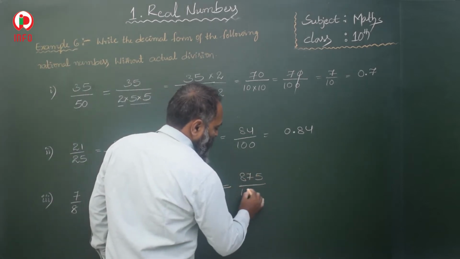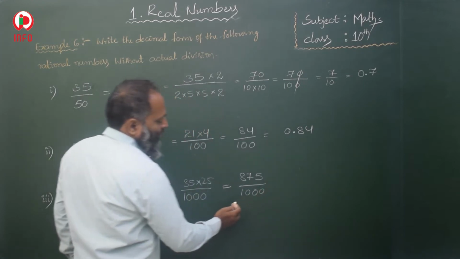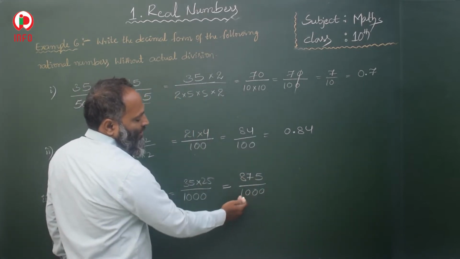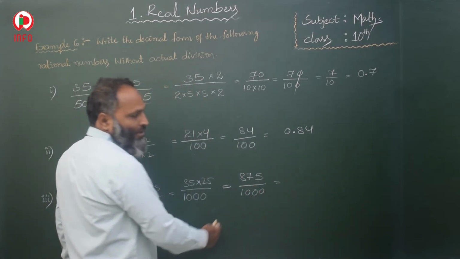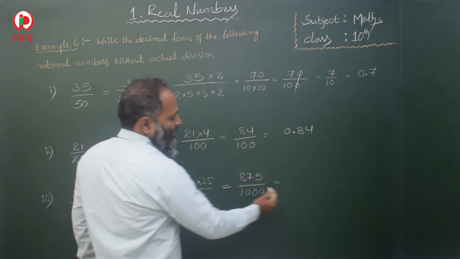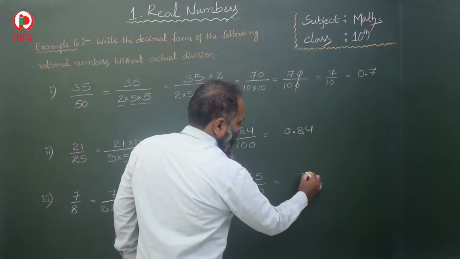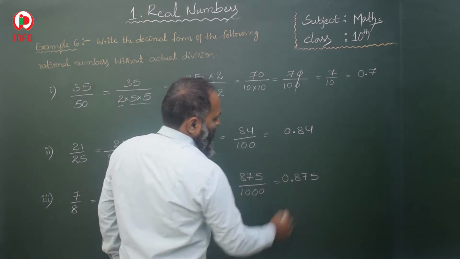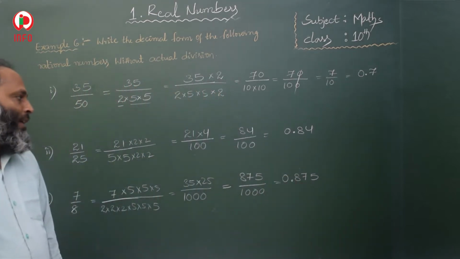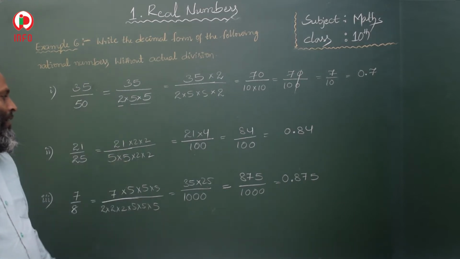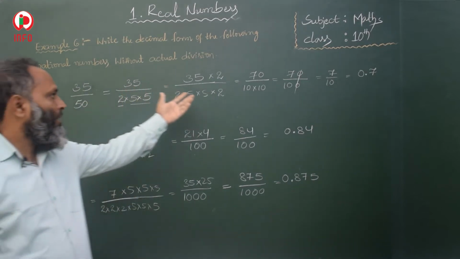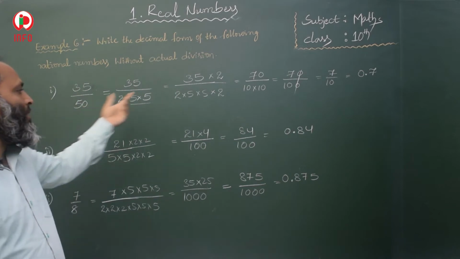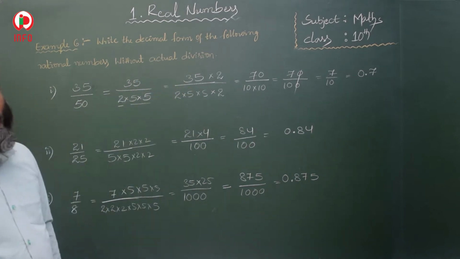875 by 1000. After 3 digits we keep a decimal. Why? Because here we have 3 zeros, which means 1000. 1000 means after 3 digits, first digit, second digit and third digit, we keep a decimal. After that nothing is left, so 0.875. So without division, we convert the given rational numbers into terminating decimals.